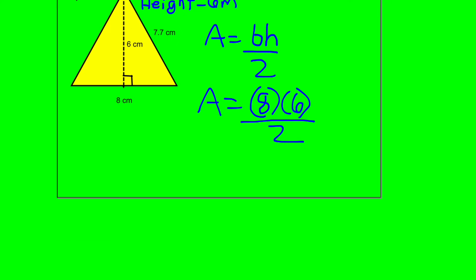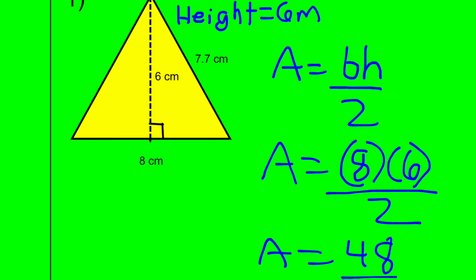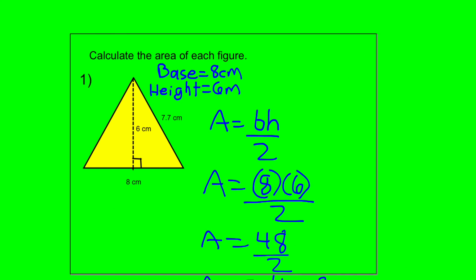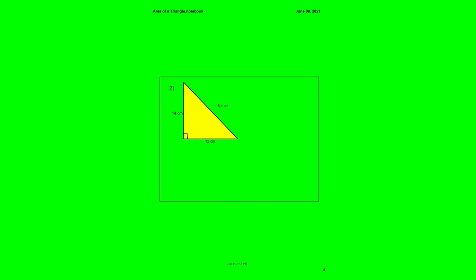Many different ways we could do it. So I'll do it the traditional way here. 8 times 6 is 48. Divide by 2, and area equals 24 centimeters squared. That is the total area covering this entire triangle. So calculating the area of a triangle, base times height divided by 2. All right, let's look at another one.